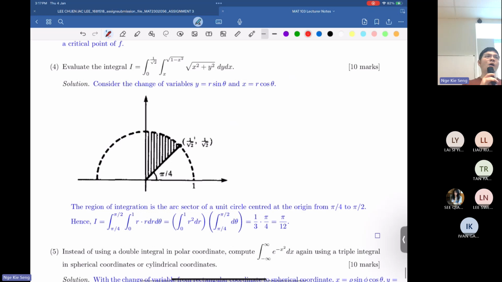So in this class, whenever you see a double integral or triple integral, make sure you draw the integration domain and then see which coordinate system is better to use. Okay, drawing is very important in this class.